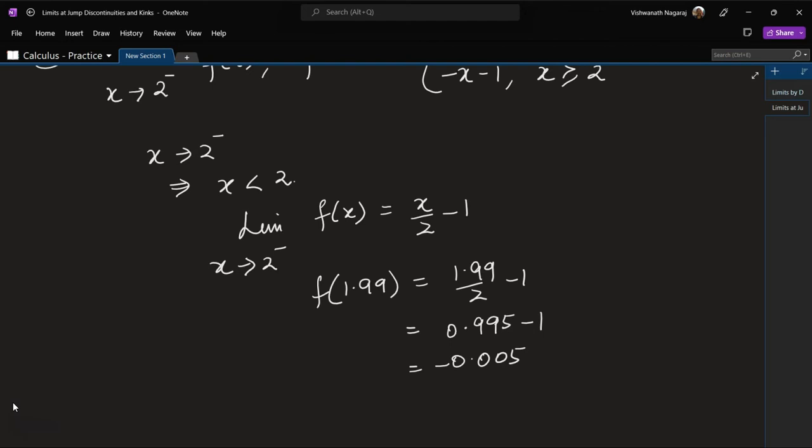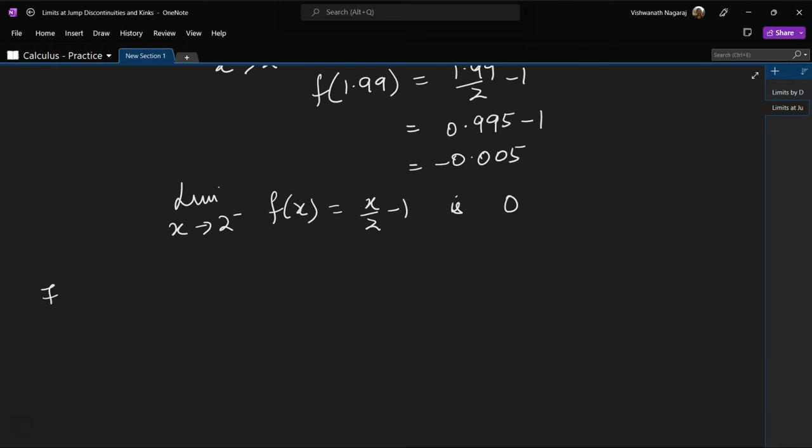So, what does this mean? It means that the limit as x approaches 2 from the negative side of f(x) is equal to x by 2 minus 1, which is 0.